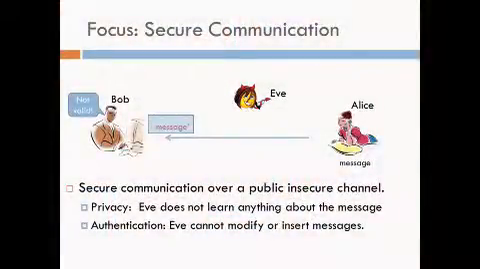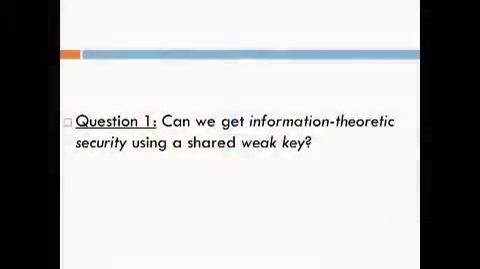And second of all, authentication. So even if Eve is active and tries to modify the contents of the channel, she shouldn't be able to get Bob to accept a message that didn't actually come from Alice. So she can't insert or modify the messages over the channel. So those are the two things we want.